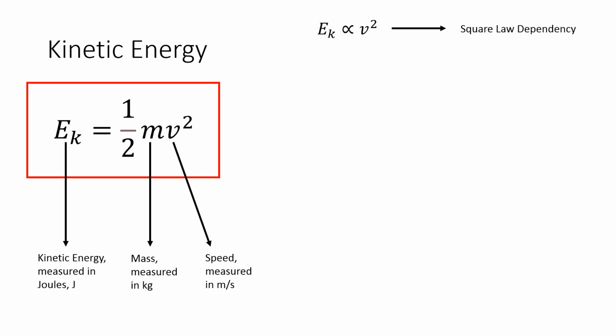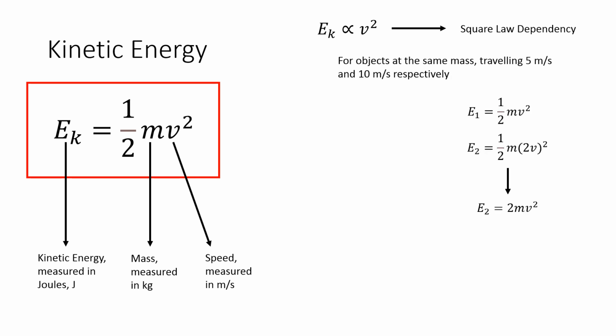Now, this equation is, I suppose, an interesting equation because it highlights a thing that we call a square law dependency. This kind of equation pops up quite a few times over the course, and even more so in A level. So it's important to get a grasp of these so that you can use them quickly in the exam environment and understand little tricks about them.